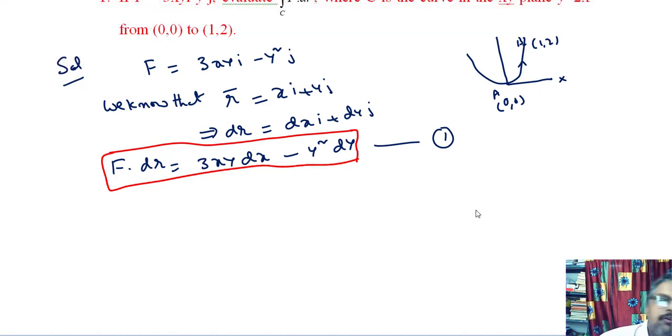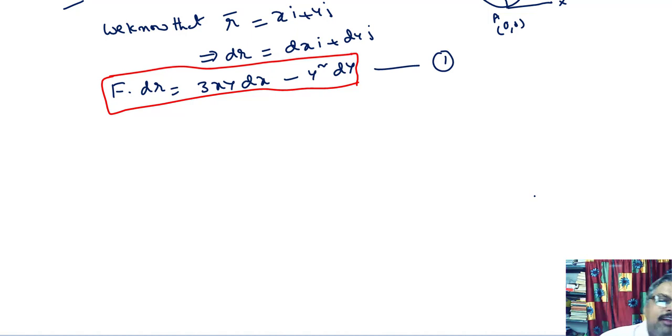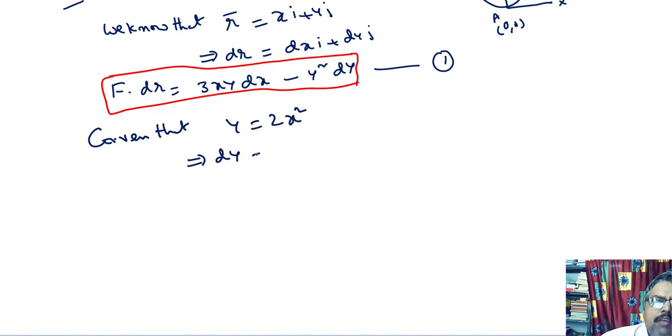Now, the first part is completed. F dot dr is okay, but we need F dot dr in terms of x and y. Now what is the path given? y equals 2x square. Now what about its derivative? dy equals 4x dx.